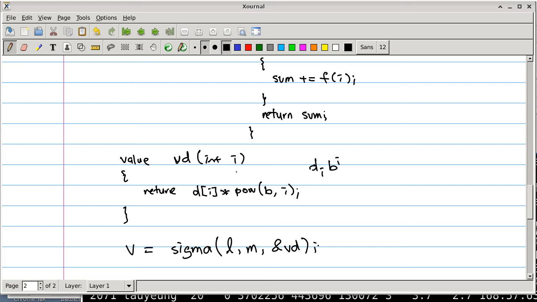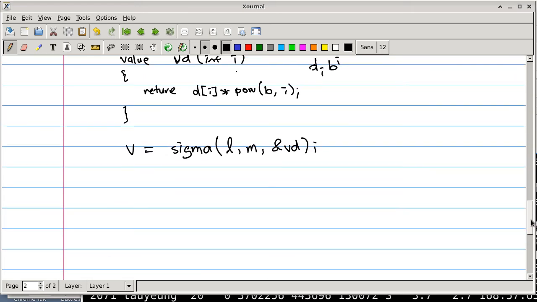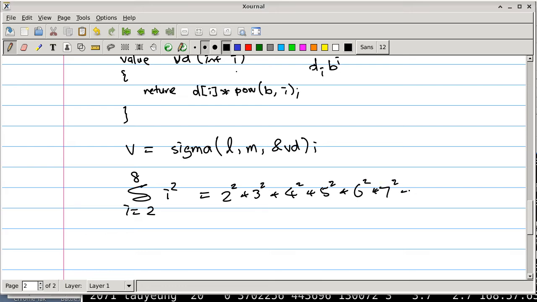Or I can also use another way to illustrate it, which is probably a little bit easier, which is to use an example. Okay, so sigma, I equals 2 to 8. Don't ask me why it is 2 and 8, it's just an example. And if I want to add I squared as each term, this becomes 2 squared plus 3 squared plus 4 squared plus 5 squared plus 6 squared plus 7 squared plus 8 squared. That's probably easier to explain it. Yes? Okay.